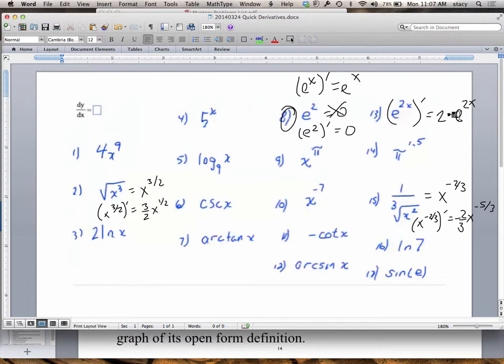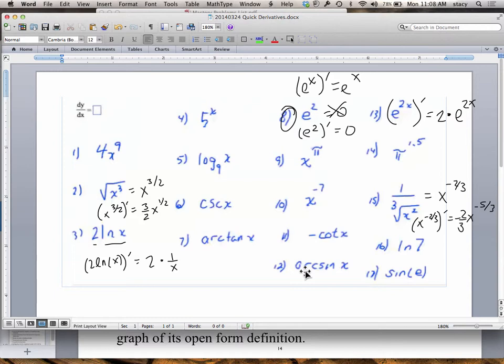Number 3 is 2 times the natural log of x, right? So I've got a constant times a function. So the rate of change of a constant times a function is the constant times the rate of change of the function. So what's the rate of change function for natural log of x? 1 over x. Okay? And that's it. All right, so expect a list of about 25 of these on your mastery test.